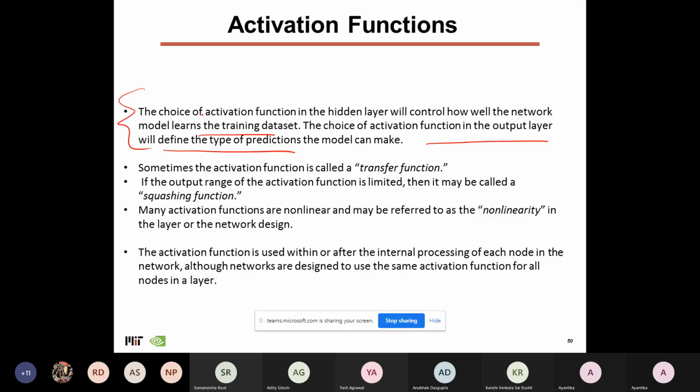Sometimes this activation function is called the transfer function, because it basically maps the input features to the output. It is mapping to that output. So that's why it is the transfer function. If the output range of the activation function is limited, then it may be called a squashing function.